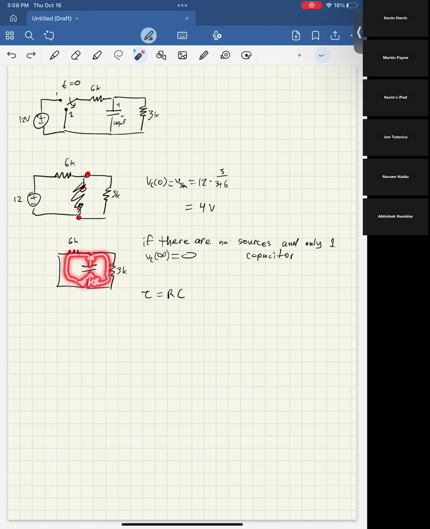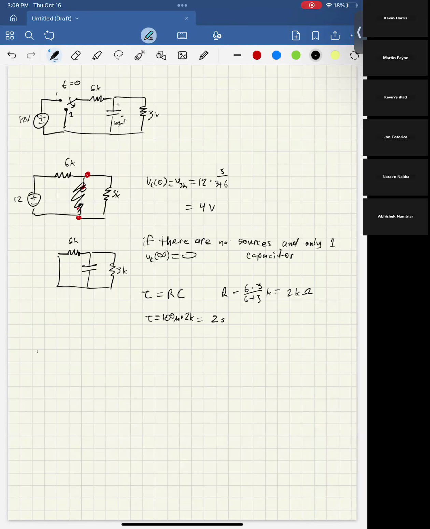It can either go this way or this way to get back to here, right? These two are connected here and they're also connected here. So both sides of both resistors are connected, so they're in parallel. You get R equals 6 times 3 over 6 plus 3 kilo, which is 18 over 9, which is 2 kilo ohms. And we were given the capacitance, so tau is going to be 100 micro times 2 kilo. This will be 2,000 milli, which is just 2 seconds.